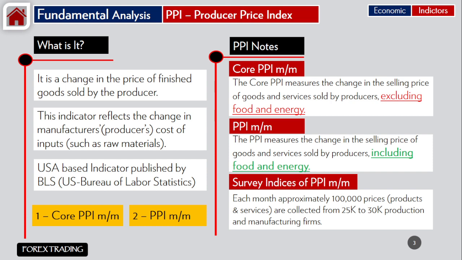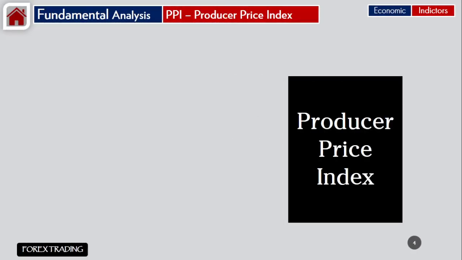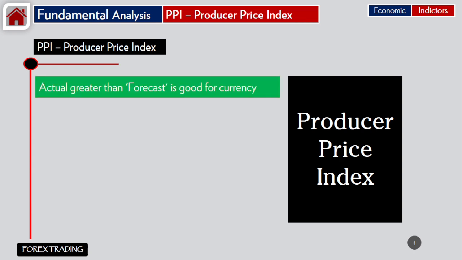So what are the survey indices when we do PPI month over month? Each month approximately 100,000 prices, including products and services, are collected from 25,000 to 30,000 production and manufacturing firms. They provide their input information on this survey, and from there this information is tabulated, and then we get PPI data figures.